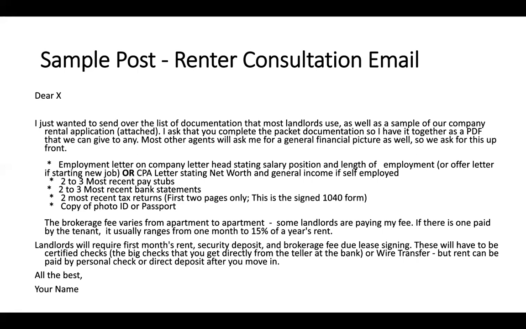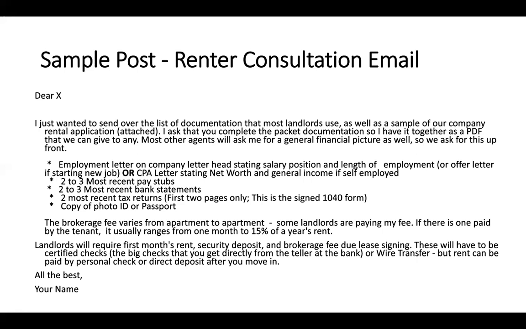These will have to be certified checks. The big checks that you get directly from the teller at the bank, right? Clarify that. That's so important. If someone's coming in from California, they don't have a bank here, right? If they're not using Chase or Wells Fargo or one of the big banks, it's important that they know that they're going to have all this money ready to go, or wire transfer. But rent can be paid by personal checks or direct deposit after you move in. All the best, your name.